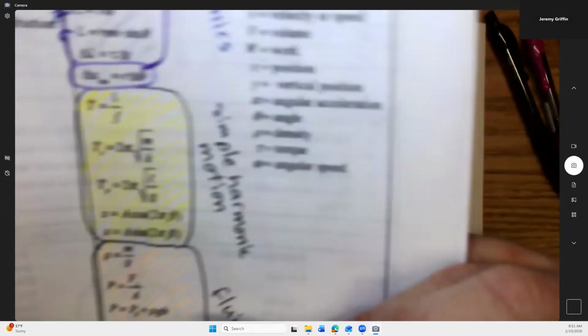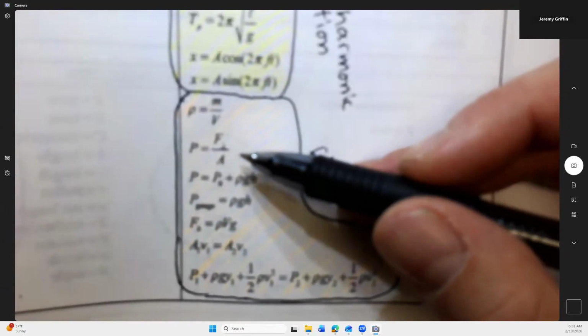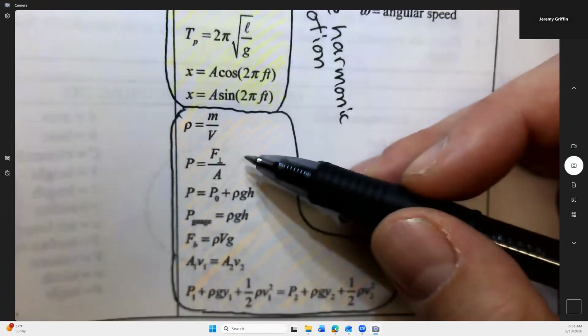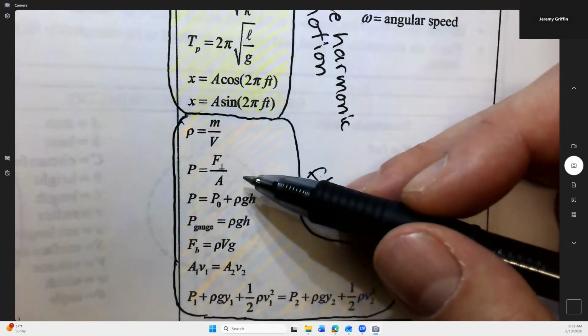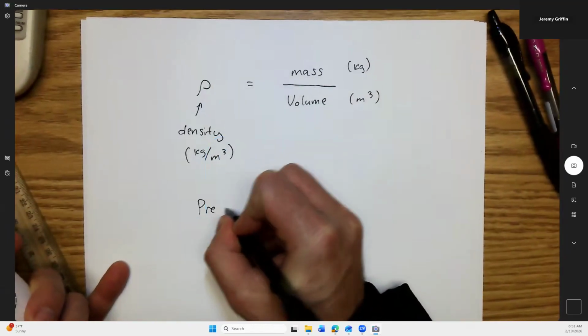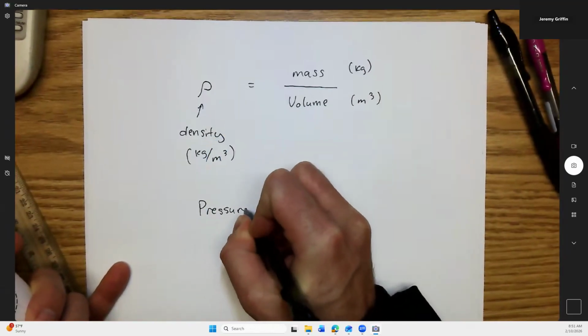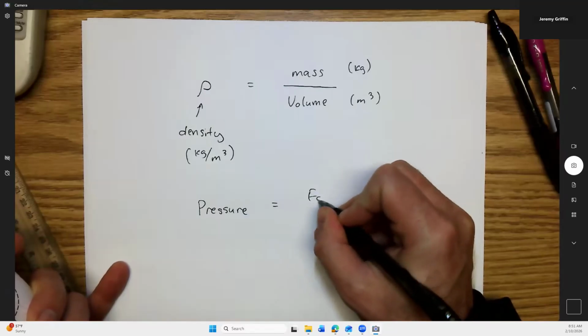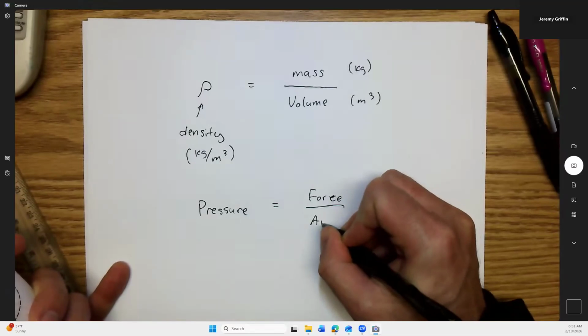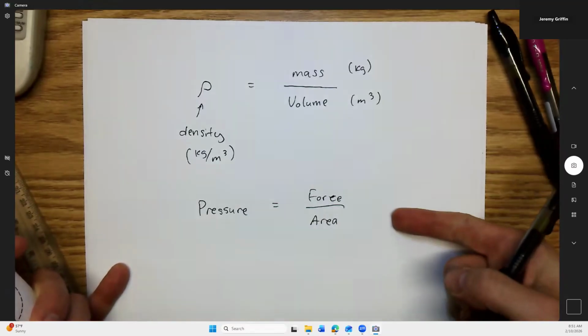All right. How about the one right beneath it? How do you think you read this? What do you think this says? Pressure equals force over area. Yeah, pressure is force per area. So pressure, capital P, is force per unit area, which I think you guys saw last semester.